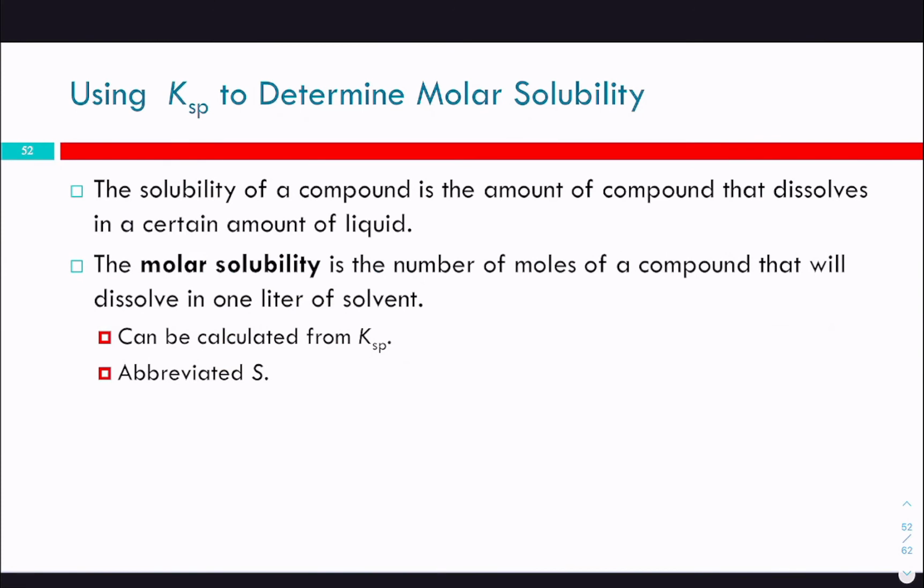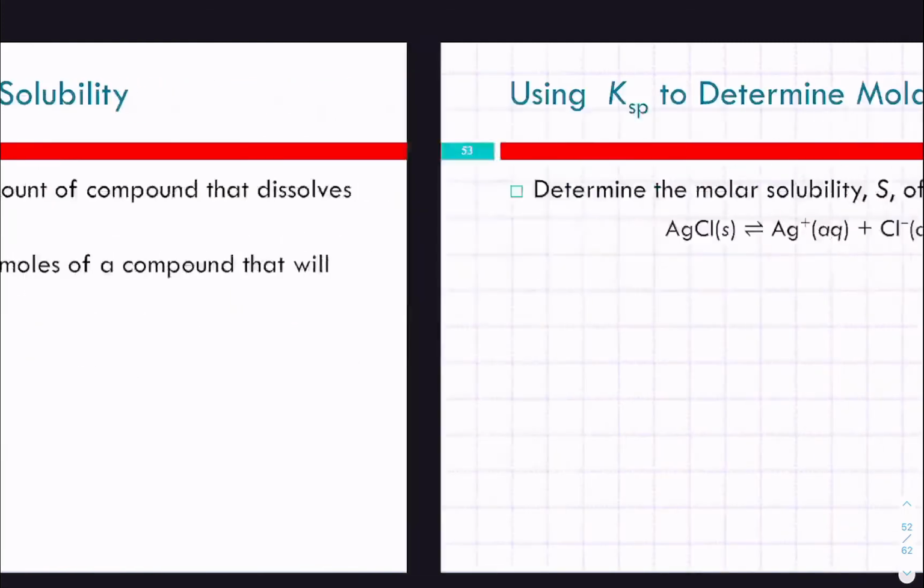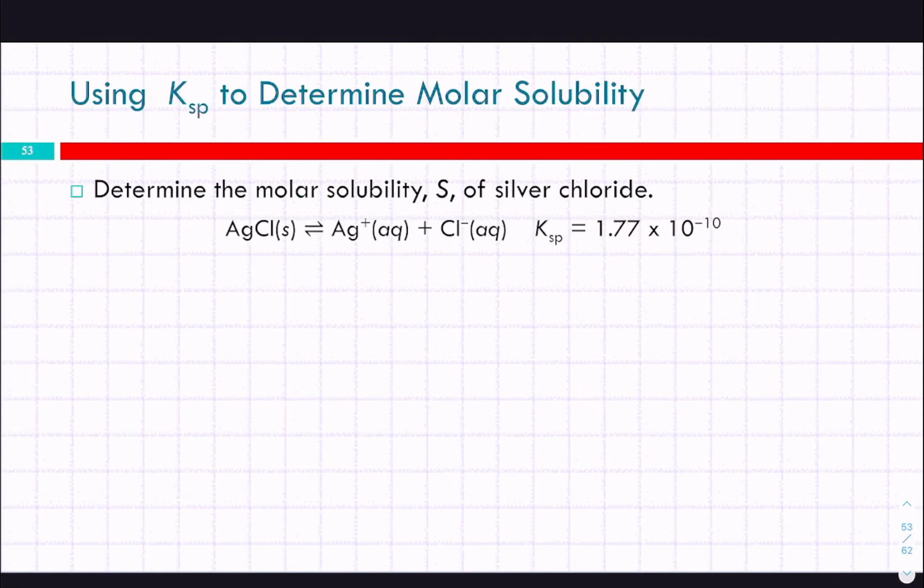So one of the useful things that we can do with this is calculate molar solubility, which is the number of moles of a compound that will dissolve in 1 liter of solvent. It's calculated from KSP, and it's abbreviated S. The way that we do this is we write out the KSP equation.